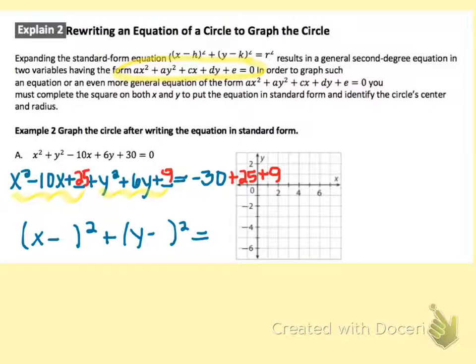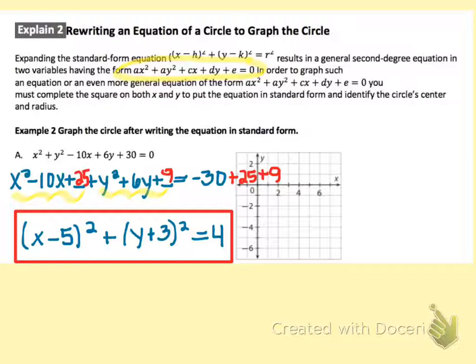So x squared minus 10x plus 25 can be rewritten as x minus 5 squared. And y squared plus 6y plus 9 can be written as y plus 3 squared. And then if I put all these terms together on the other side, the negative 30 plus 25 makes negative 5, and then add 9, that makes positive 4. Now we've got our equation in standard form.